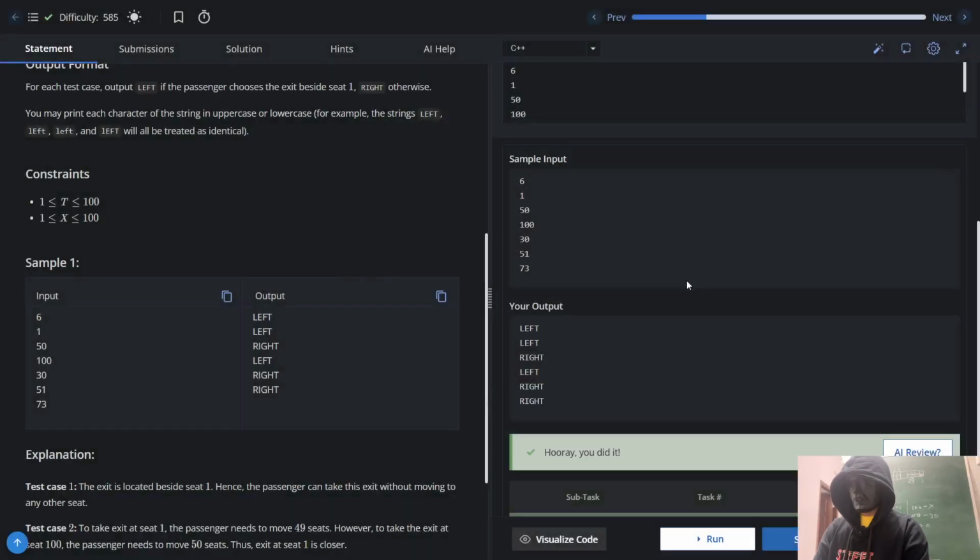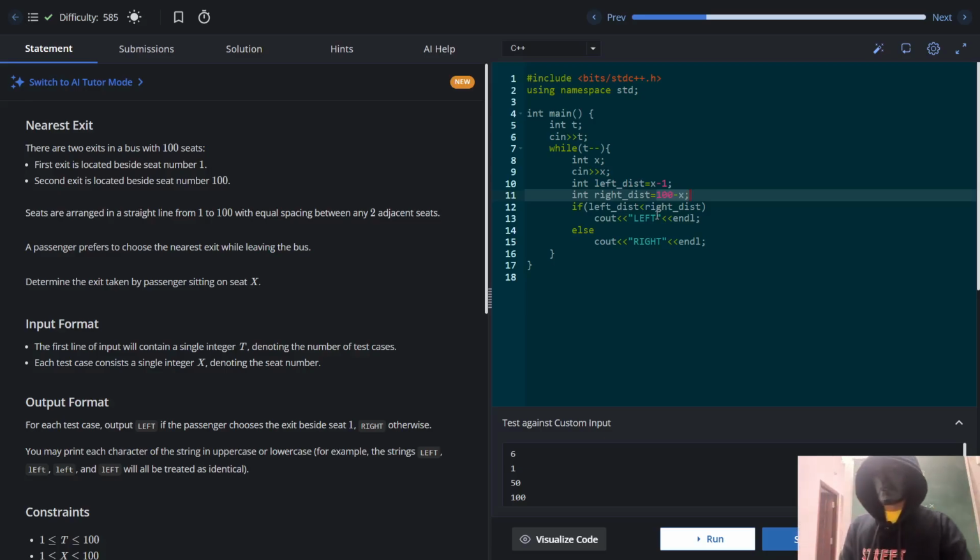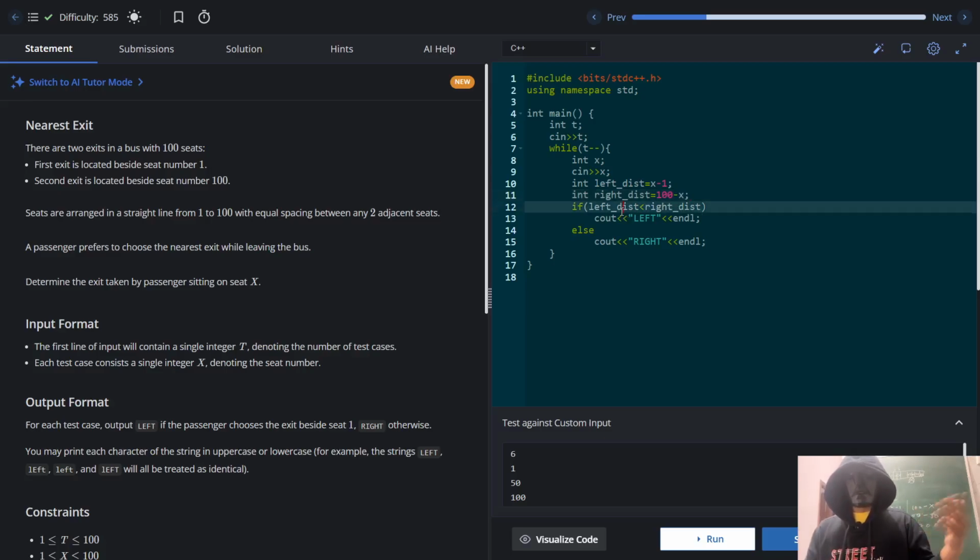Yeah, it got accepted. This problem was pretty much about getting these two formulas, which give the distance to the left door and to the right door. The left door is on seat number 1, and the right door is on seat number 100. Whichever has the lesser distance, the person will obviously choose that door to exit, and accordingly we'll print it.